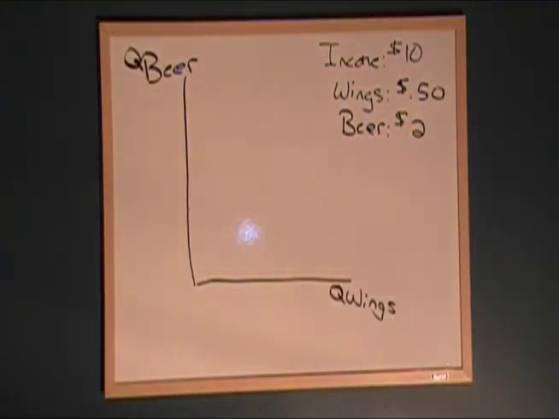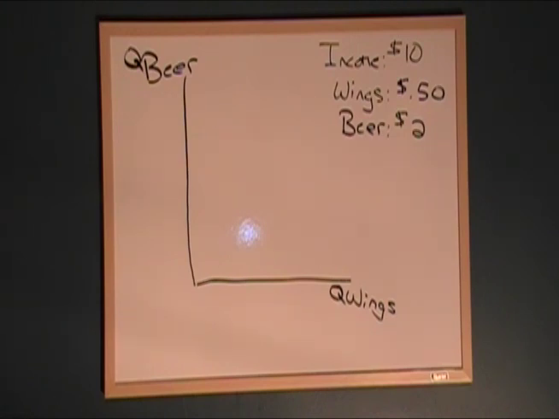So because I know the price of beer, the price of chicken wings, and my income, I can find out how many beers or how many chicken wings I could actually have. Let's, for example, first find what our two extremes are. If I were to spend all of my $10, that is all of my income, on beer, how many beers could I drink?